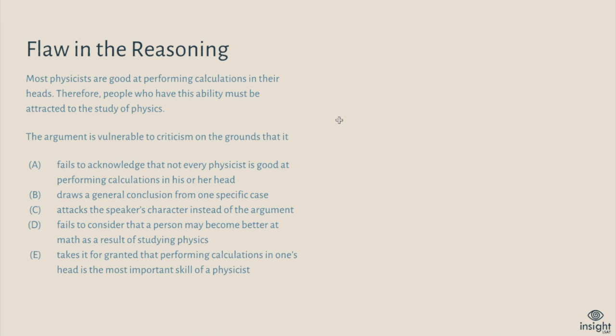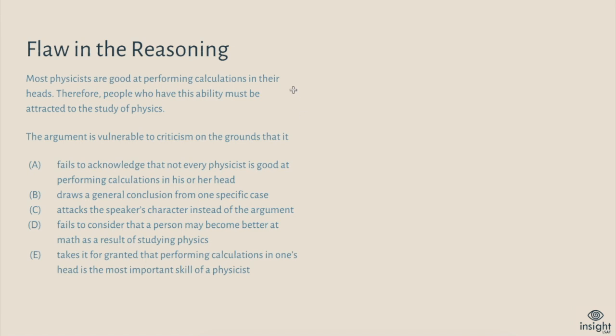Okay. The argument is vulnerable to criticism on the grounds that... look, right there as an example. They could just say, which of the following is a flaw in the argument, but no, we have to have, the argument is vulnerable to criticism on the grounds that it. And who says this? Anyway, overly complicated, but it's what we have to deal with, so let's learn to deal with it.